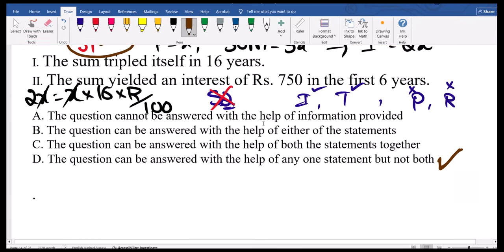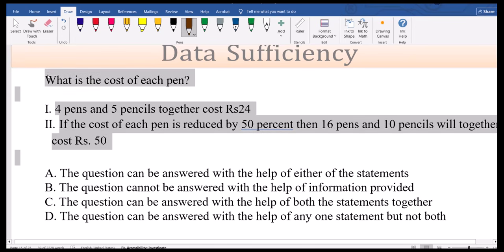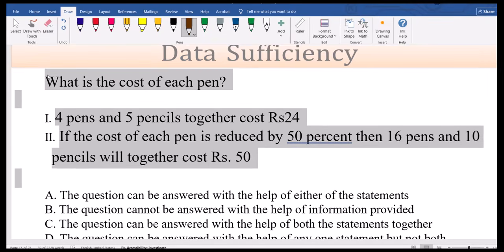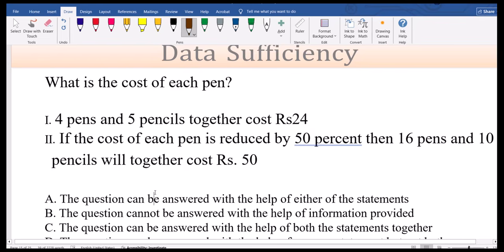Let's see the next one. So we recalled simple interest. Now this is not exactly related to profit and loss. It's a basic one, equation solving, I can say. Do this equation solving. What is the cost of each pen?